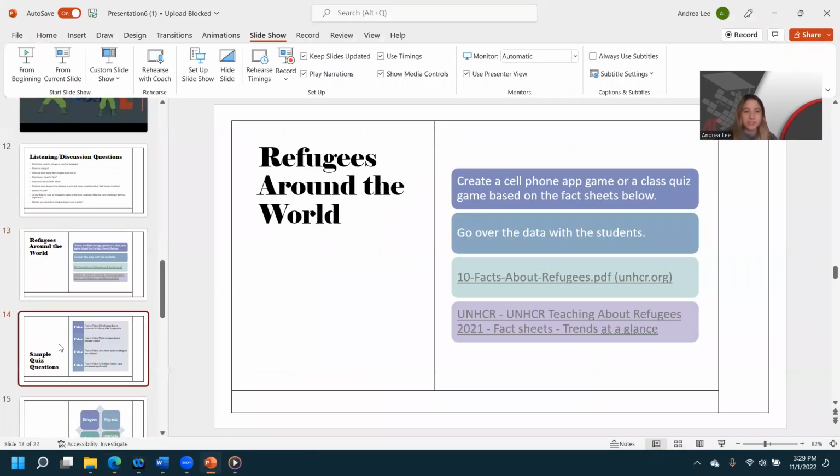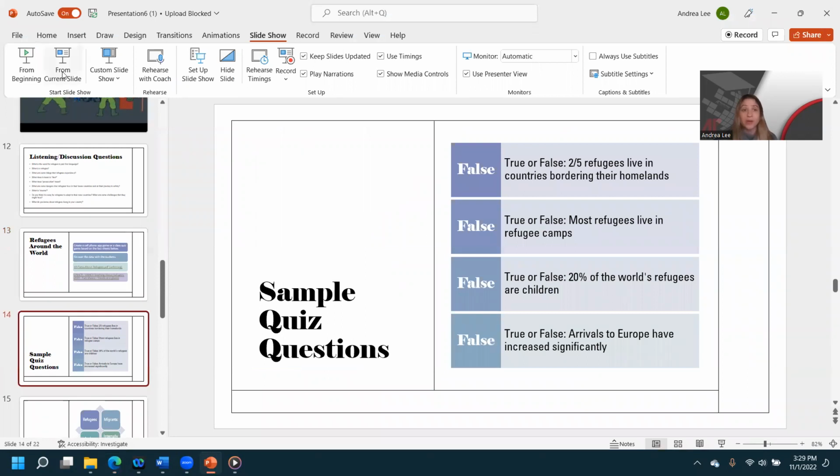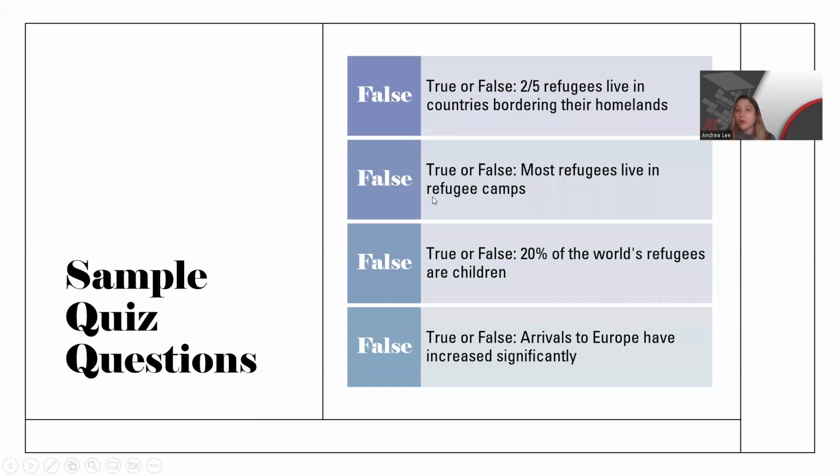So this is just a sample quiz. You can make it longer, shorter if you want. True or false? 2 out of 5 refugees live in countries bordering their homelands. That's false. Most refugees live in refugee camps. Also false. And of course, I wouldn't give the students the answers right away, but I've posted them here for you.